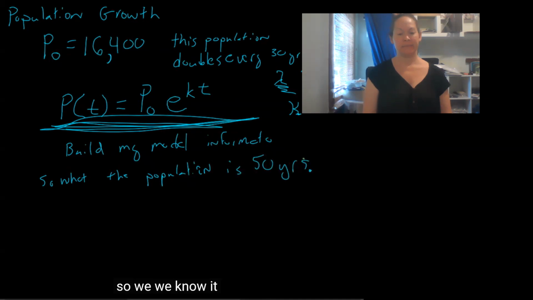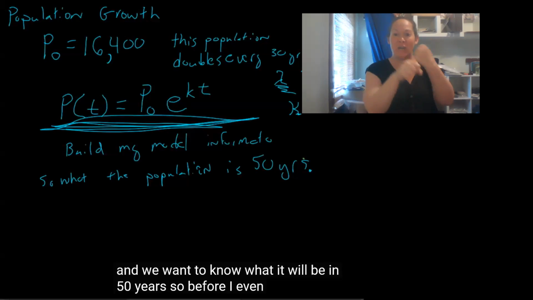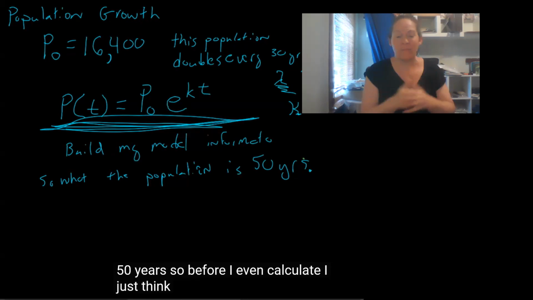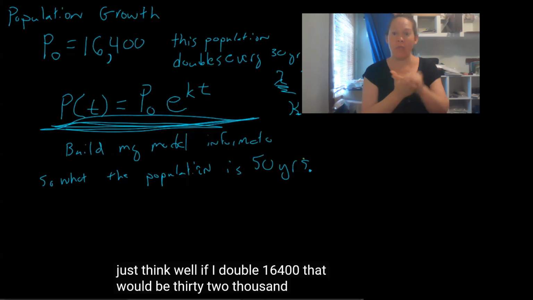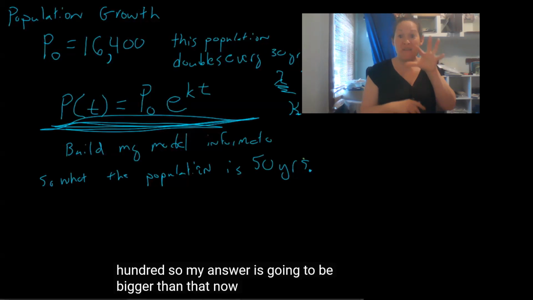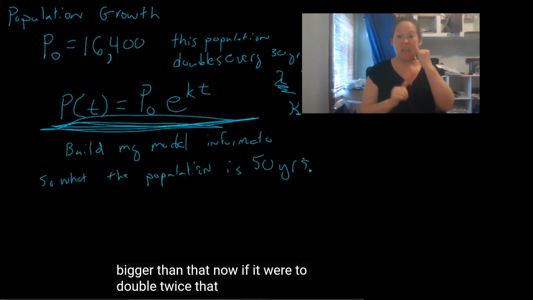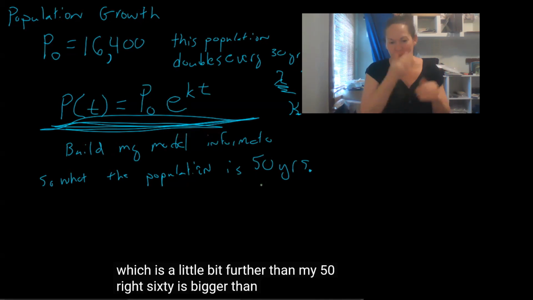So we know it doubles every 30 years, and we want to know what it'll be in 50 years. So before I even calculate, I just think, well, if I double 16,400, that would be 32,800. So my answer is going to be bigger than that. Now, if it were to double twice, that would be 60 years, which is a little bit further than my 50, right? 60 is bigger than 30.